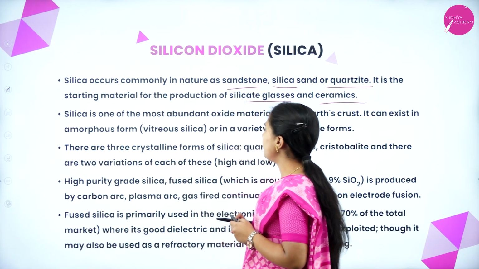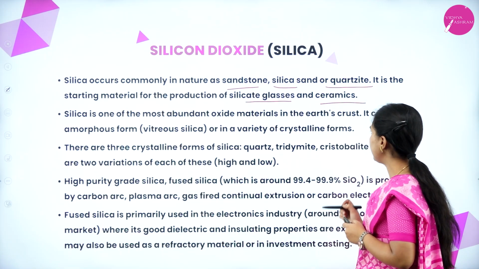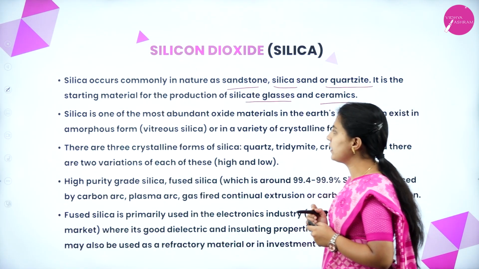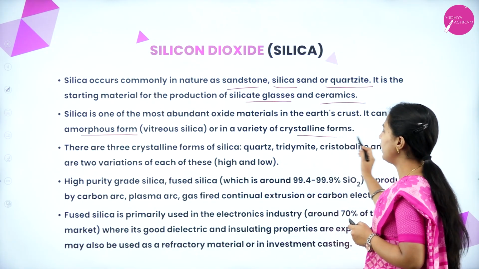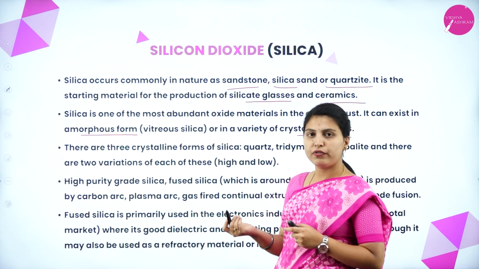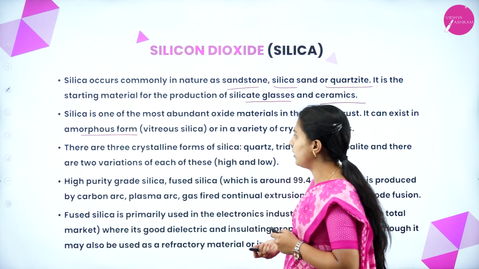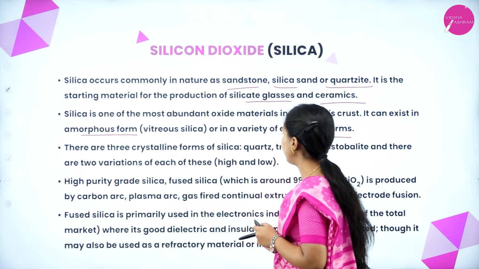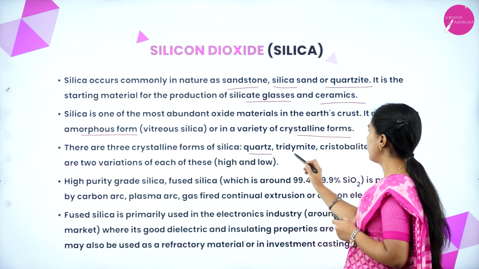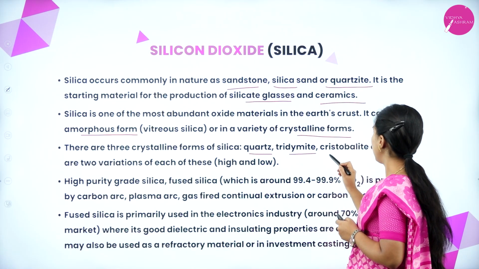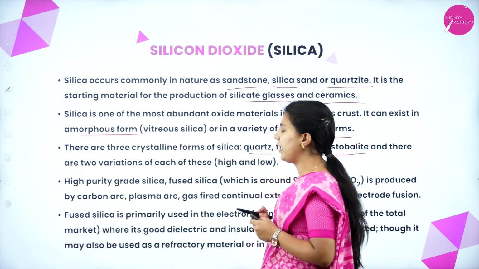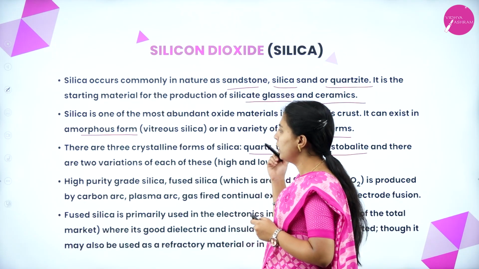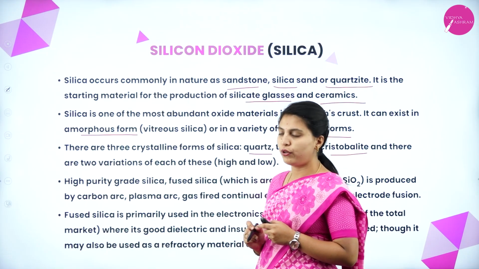Silica is one of the most abundant oxide materials in the earth's crust. It can exist in the amorphous form or in a variety of crystalline forms. There are 3 crystalline forms of silica: quartz, tridymite and cristobalite, and there are 2 varieties of each of these, high and low.